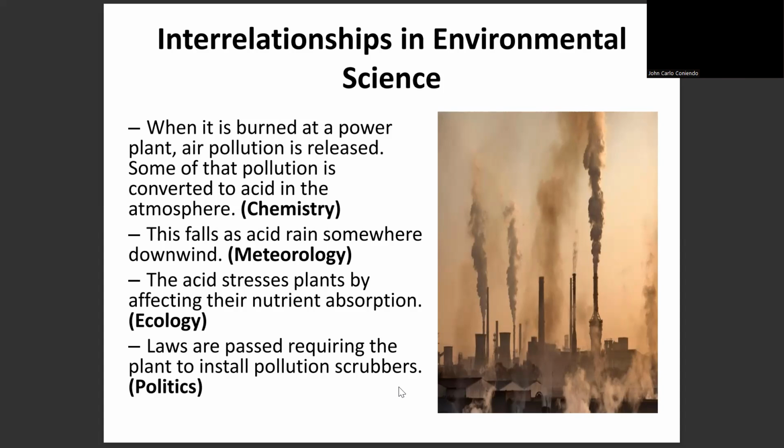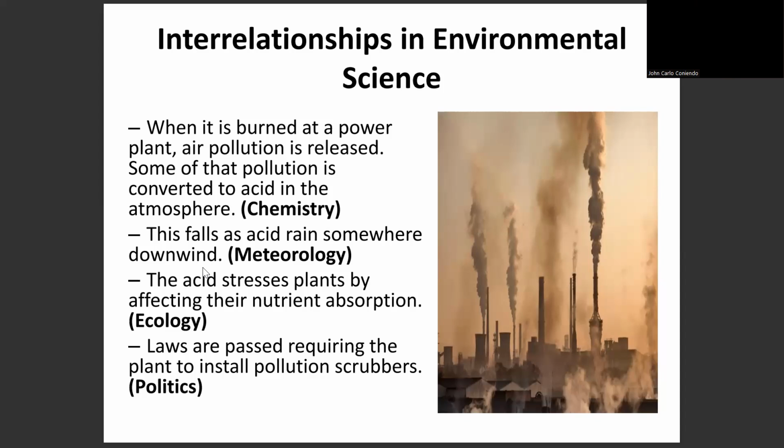The next science that we need to understand in environmental science is meteorology. So this falls as acid rain somewhere down. Where is the direction of the wind? That will be the location where your acid rain will fall. So it is dictated by the wind pattern, and we need to study meteorology.